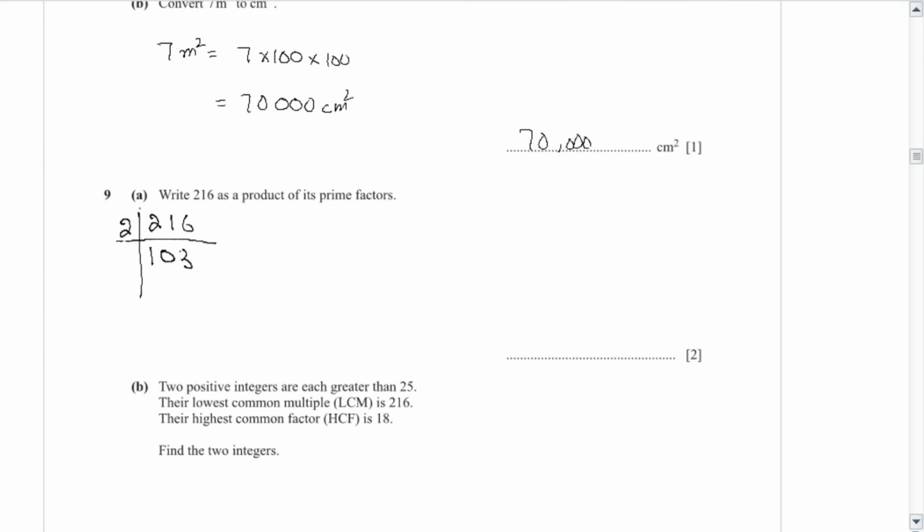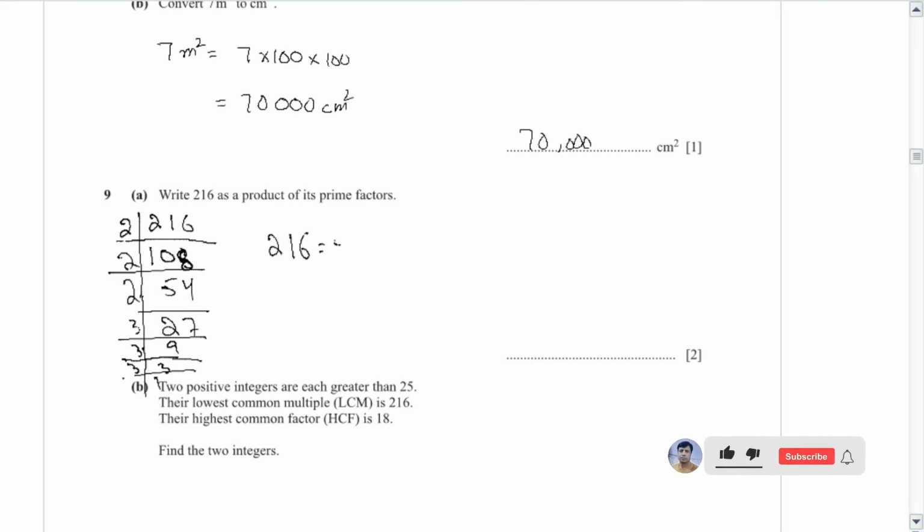2 ones are 2, 2 zeros, 2 eights are 16, sorry for this one, 2 threes are 6, 2 eights are 16. Now again we will put 2 here, 2 fives are 10, 2 fours are 8, and 2 twenty-sevens are 54, 3 nines are 27, because 3 is a prime number. 3 threes are 9, and 3 ones are 3.